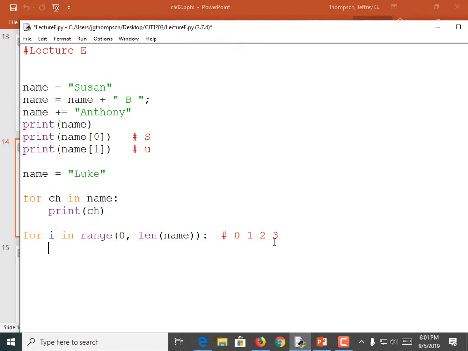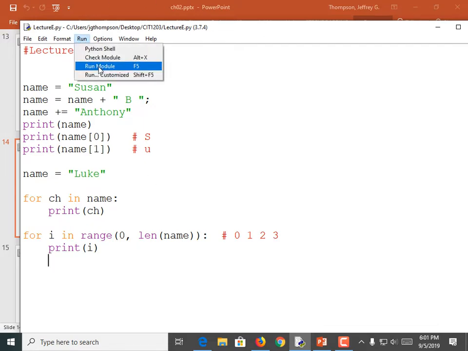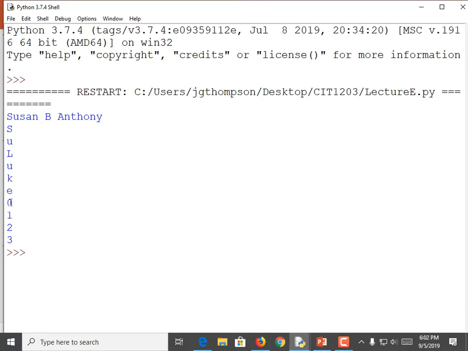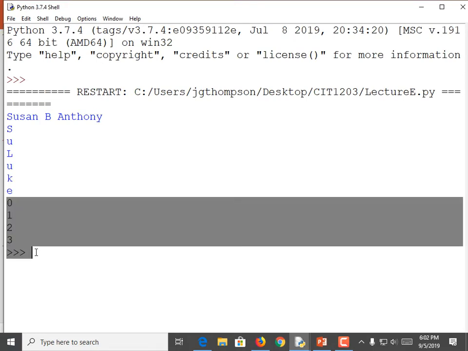Let's prove that just by printing out I. Print I. And we should see the numbers 0, 1, 2, and 3. There we go. Matter of fact, we did.